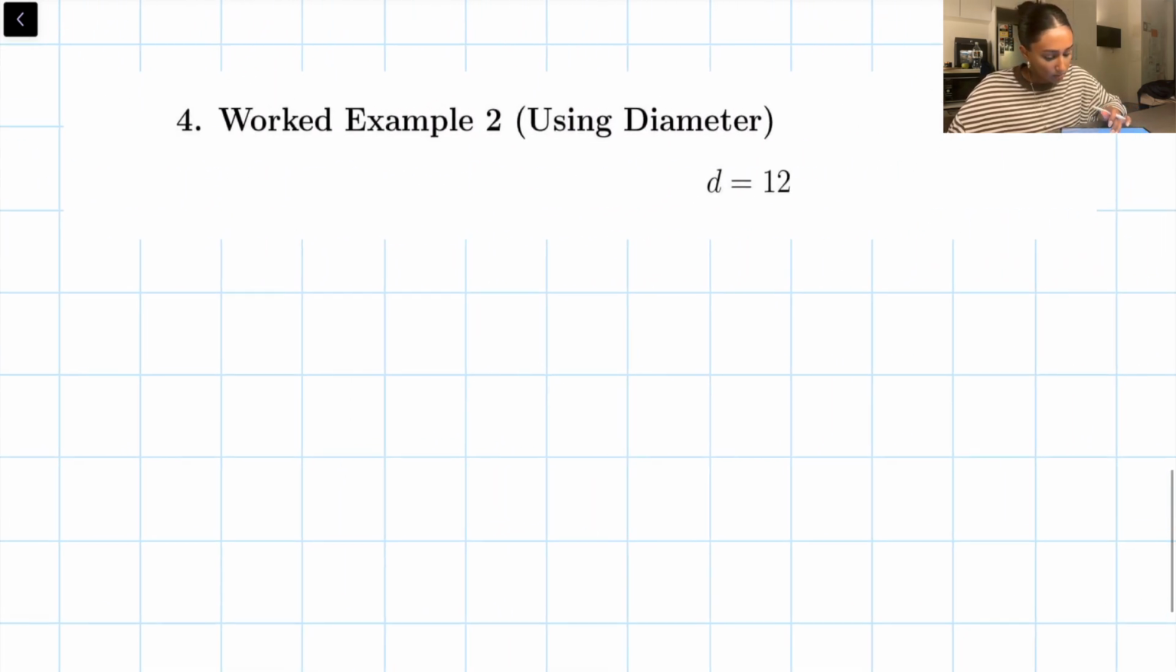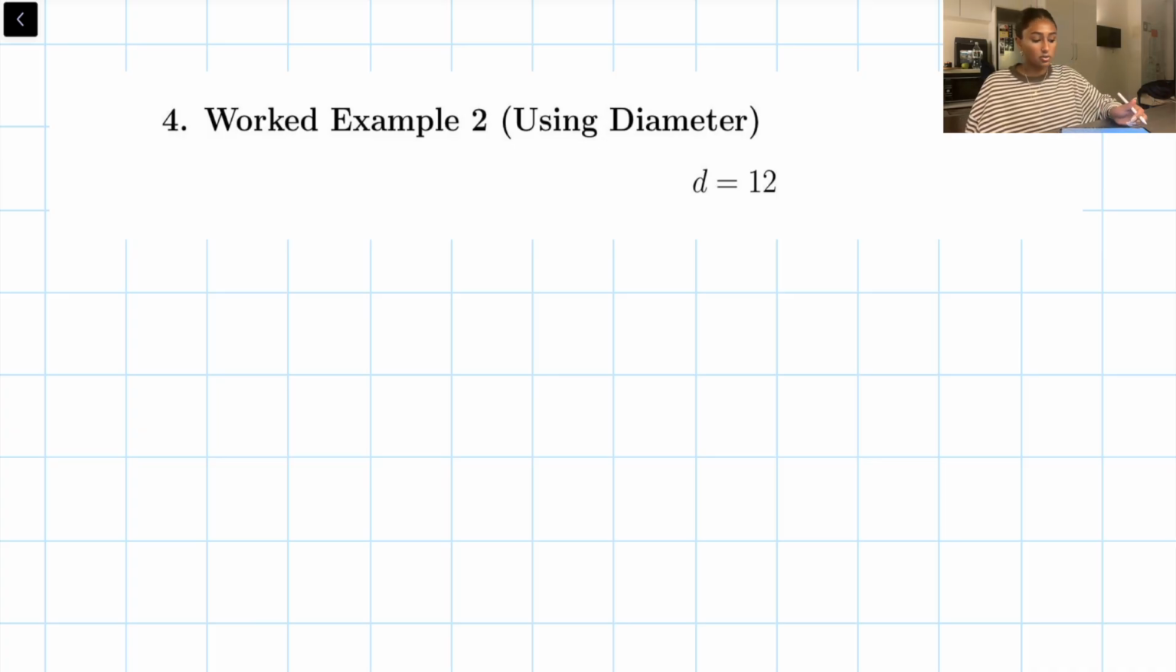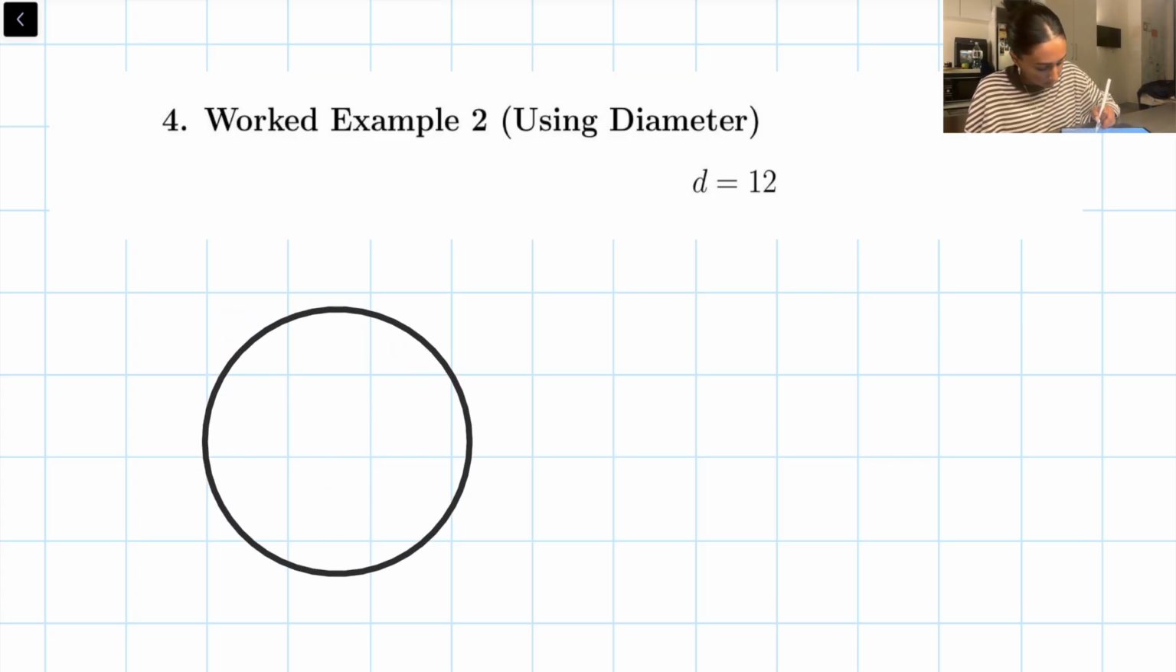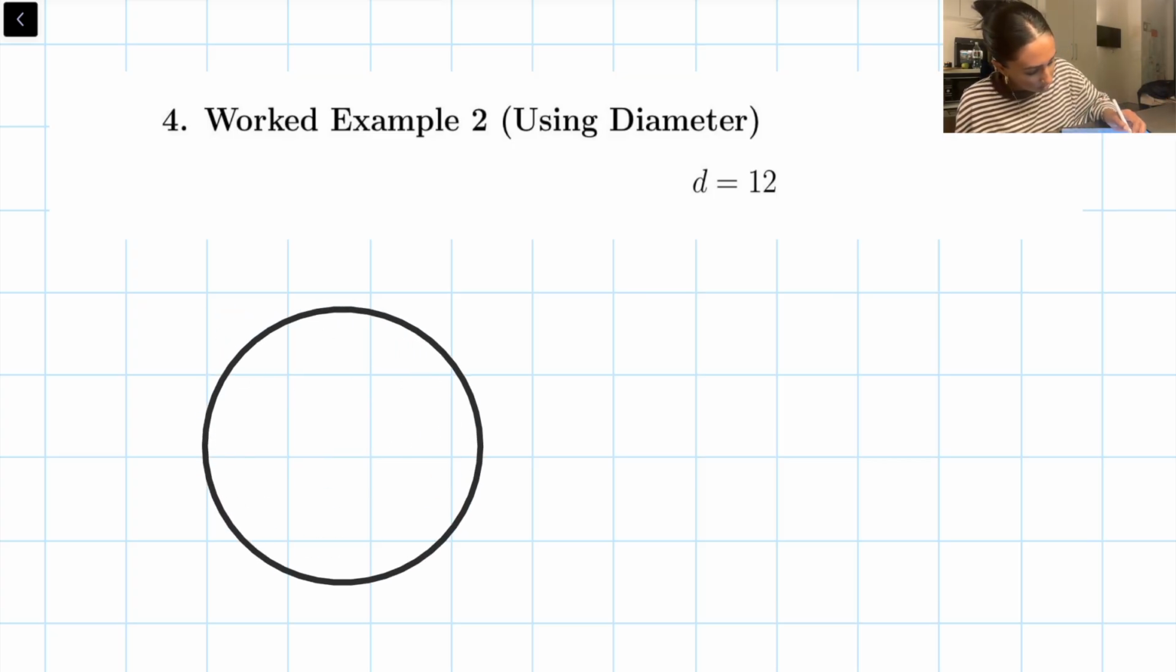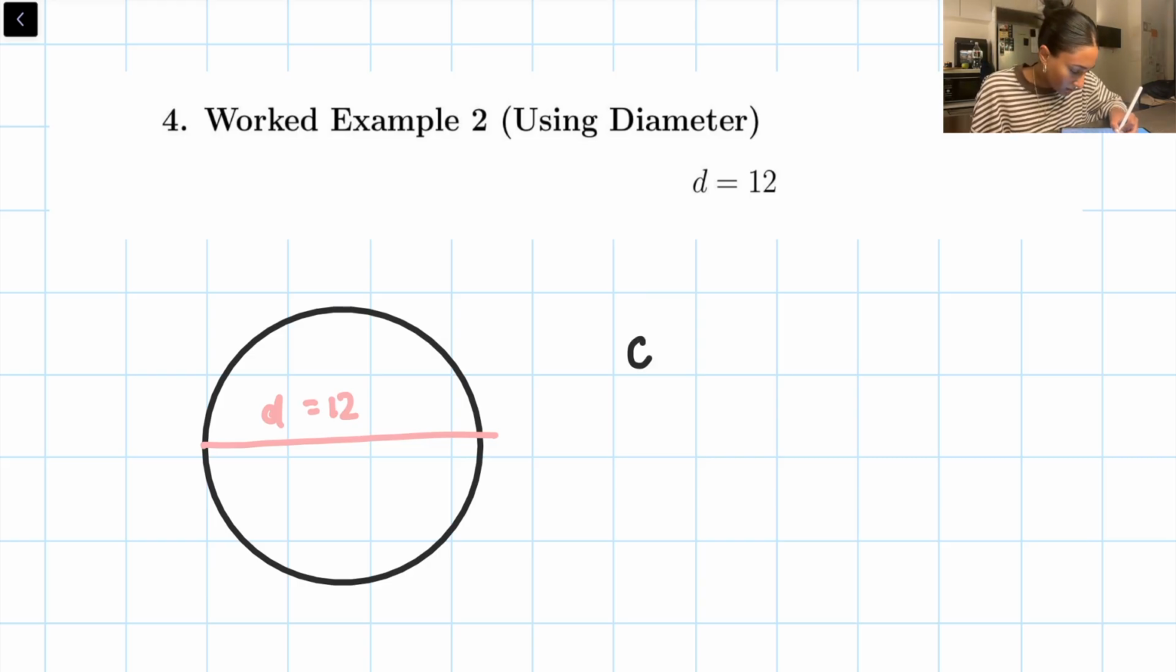Okay, moving on. So we're using diameter to find the circumference of the circle, where diameter is 12. It always helps to draw the circle when you're starting out with these questions. So if the diameter is 12, that's what the circle would look like. Again, writing down the formula, C equals 2 times pi times the radius.